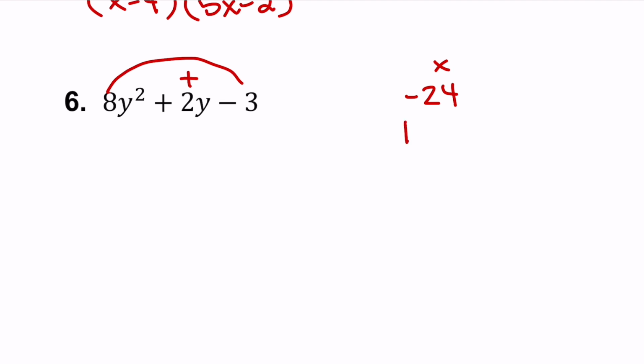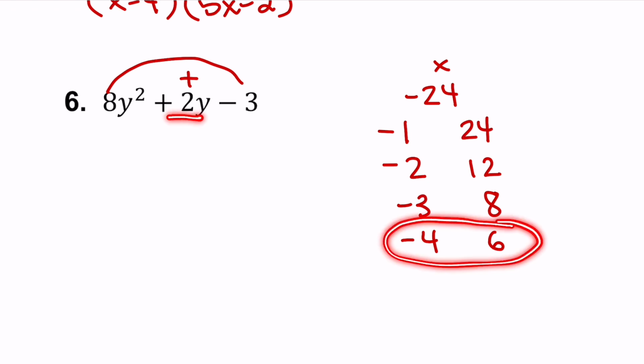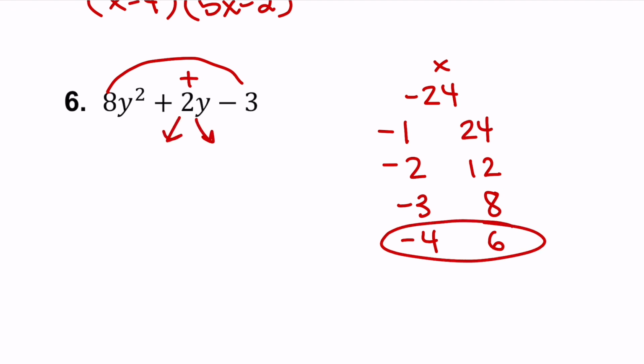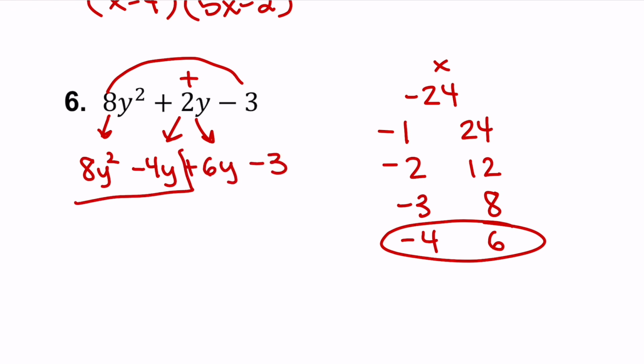So we have 1 and positive 24, negative 2 and 12, negative 3 and 8, negative 4 and 6. And when I add 6 minus 4 together, that gives me the positive 2. So those are going to be my two numbers that I'm going to uncombine the like terms to be. So I bring my first number down. I have a minus 4y and a plus 6y, and then a minus 3 with the lightning bolt.